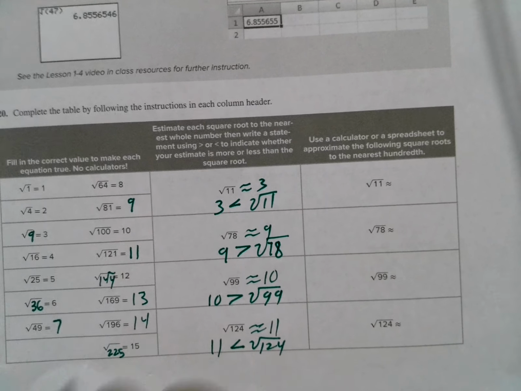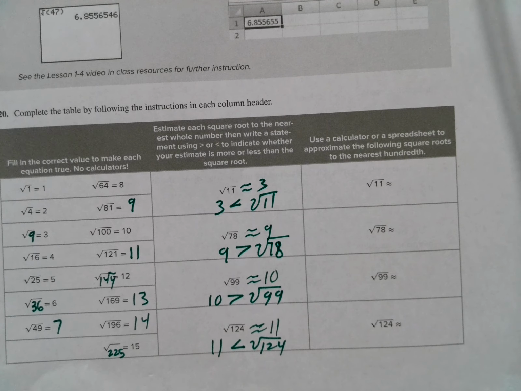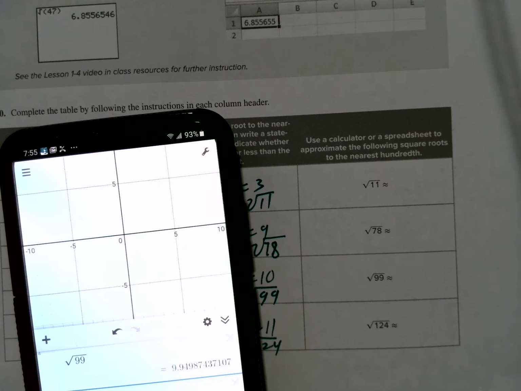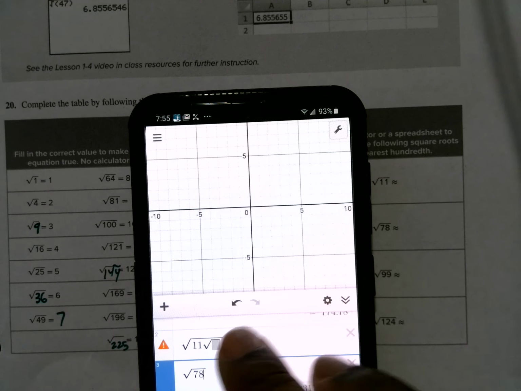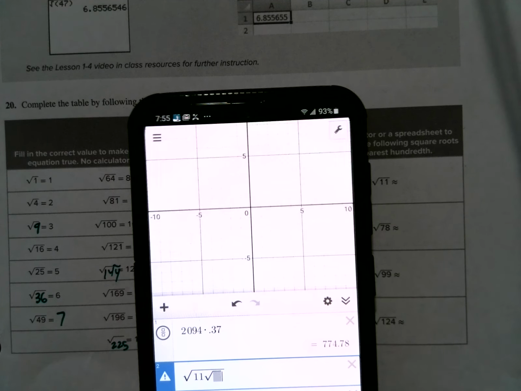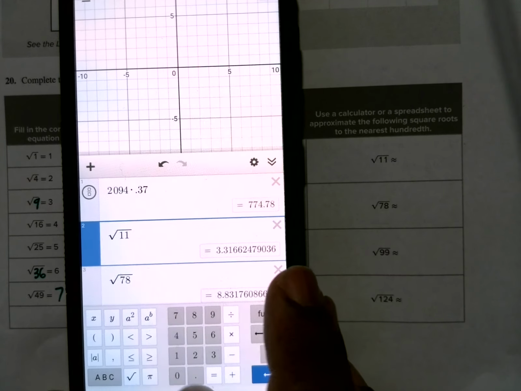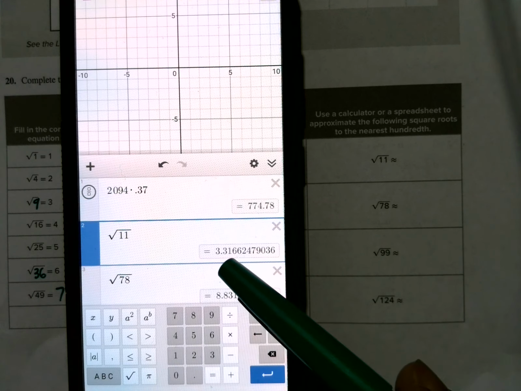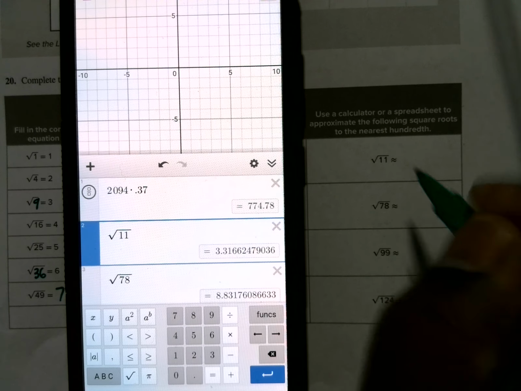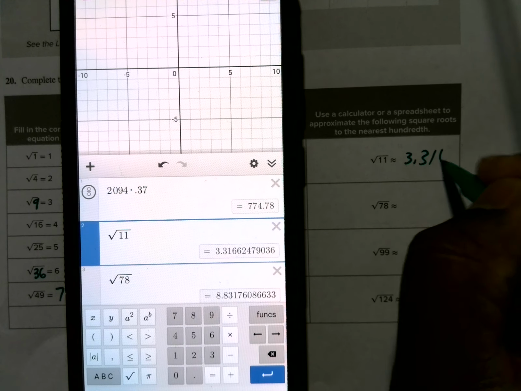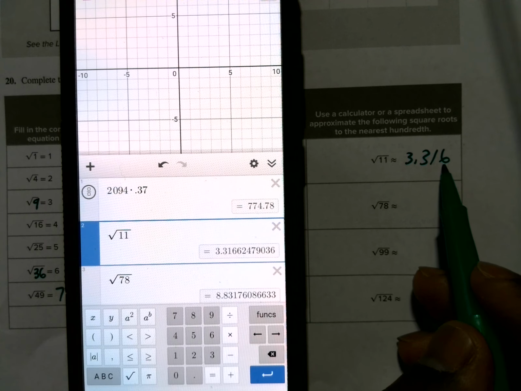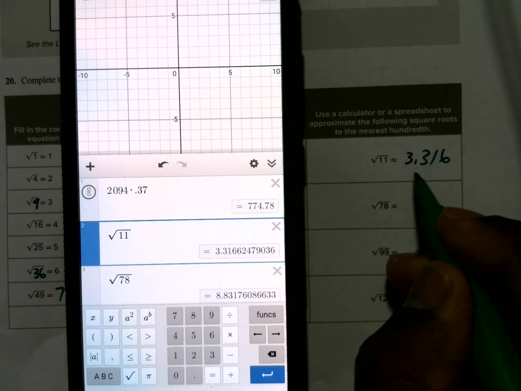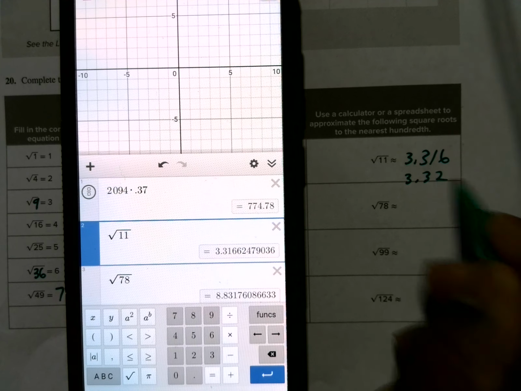Now we move on. It says use a calculator or a spreadsheet to approximate the following square roots to the nearest hundredth. Okay, so we need to go back to the calculator. We had the square root of 11. They said to the nearest hundredth, so that means we go to 3 decimal places. So this would be approximately 3.316. We go to this third decimal place to see if we will round up the second decimal place. Since this is 5 or more, it'd be 3.32.